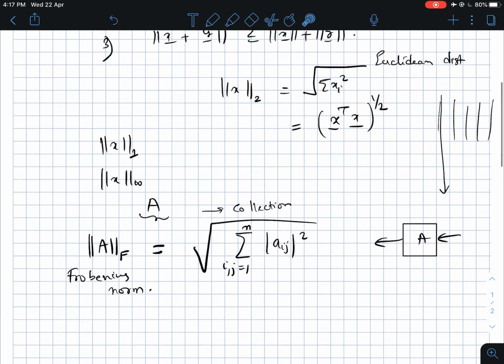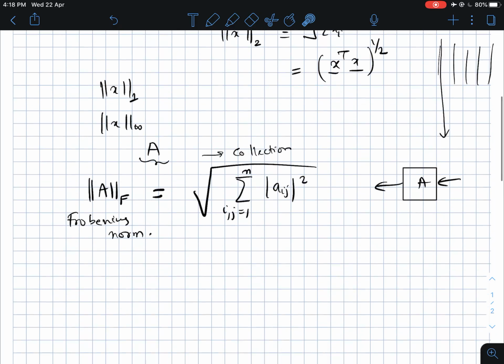Now, just like your two norm for vectors can be very easily analyzed because it can be written as an inner product, the Frobenius norm is also relatively easier to analyze, one could say, compared to the other norms. In particular, you could write the Frobenius norm as the square root of trace of A transpose A. That's the Frobenius norm. This also we discussed in the first segment.